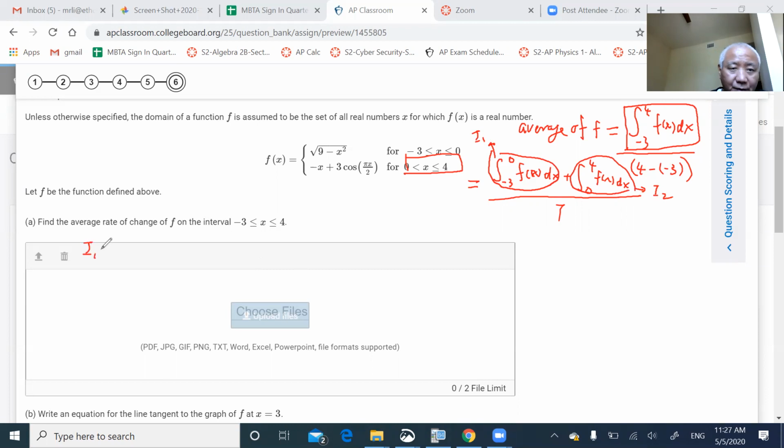I1, I put it here, equals what? Integration, this one is the square root of 9 minus x squared dx, right? Get it?